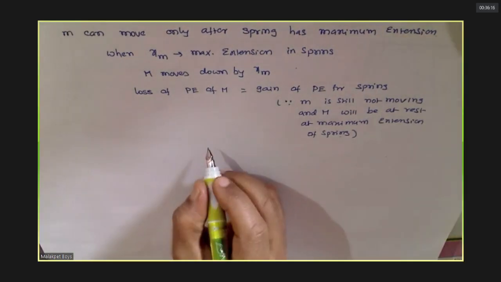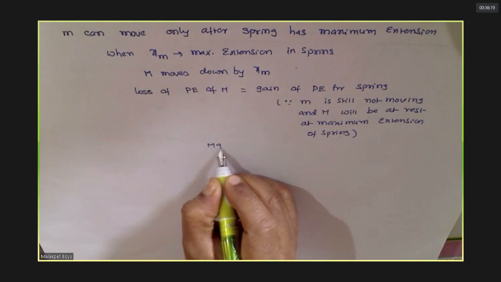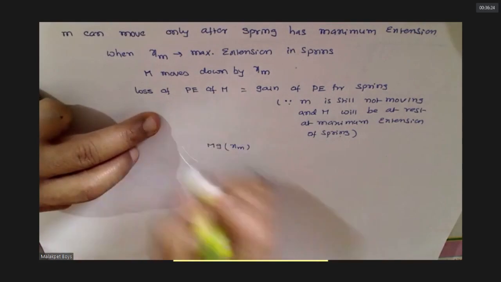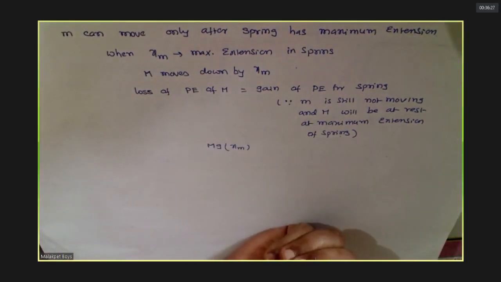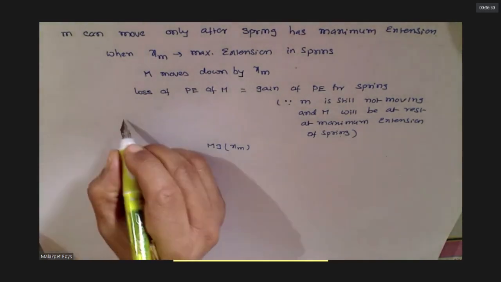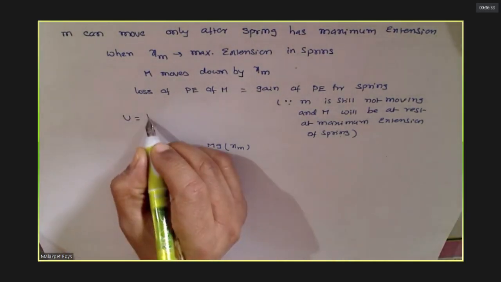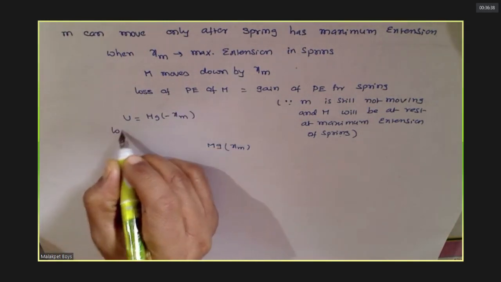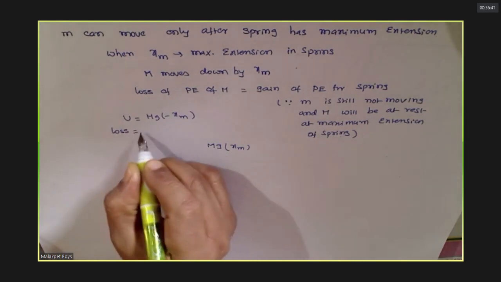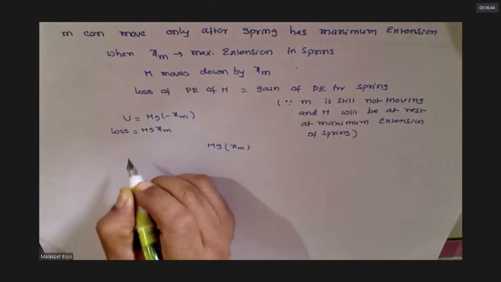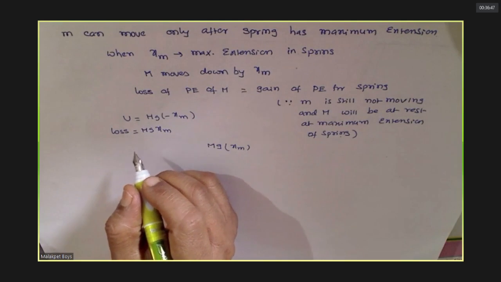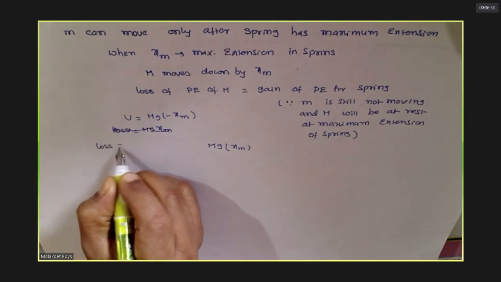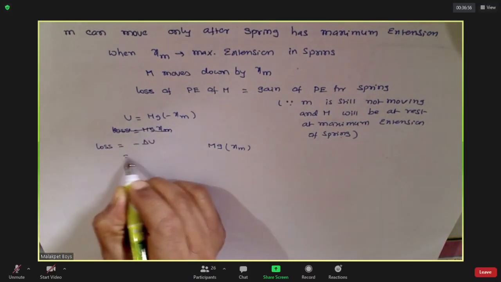So here, what is the loss you are having? mg minus... xm. See, that minus indicates loss only. It is potential energy, what you said is correct. When you say loss, we will not take minus. See, loss means minus of delta E is called loss.